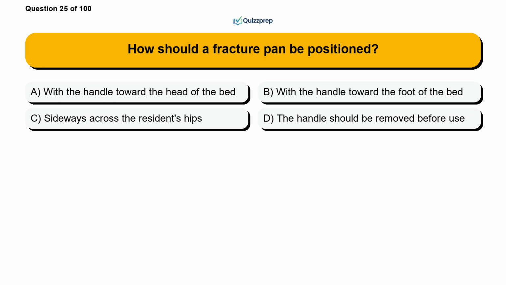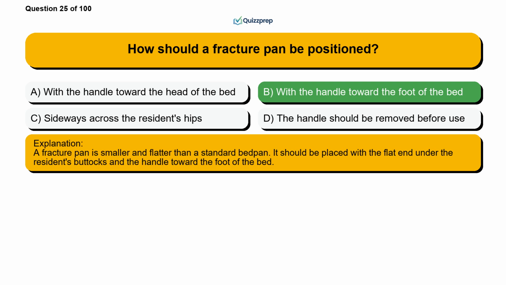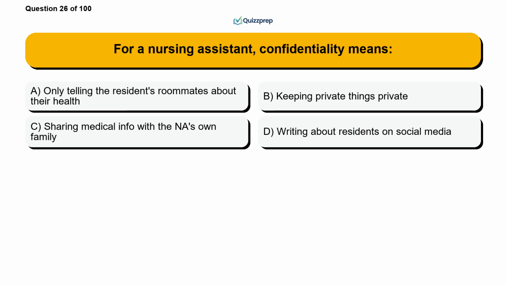Question 25. How should a fracture pan be positioned? Option A, with the handle toward the head of the bed; option B, with the handle toward the foot of the bed; option C, sideways across the resident's hips; option D, the handle should be removed before use. The correct answer is option B, with the handle toward the foot of the bed. A fracture pan is smaller and flatter than a standard bedpan. It should be placed with the flat end under the resident's buttocks and the handle toward the foot of the bed.